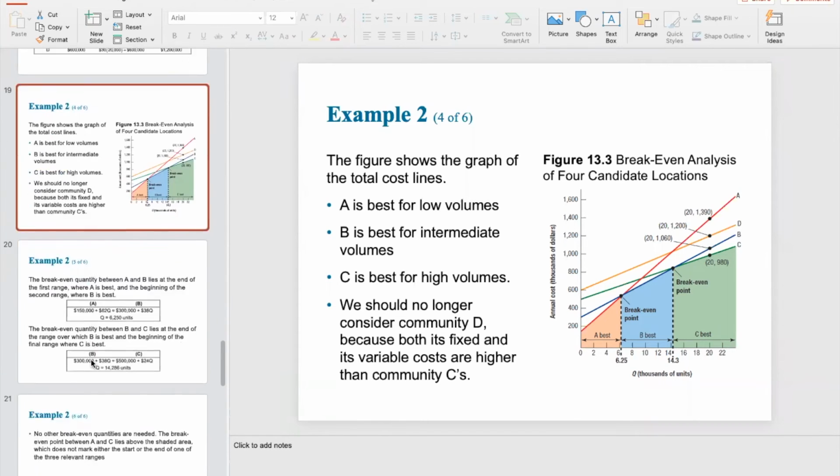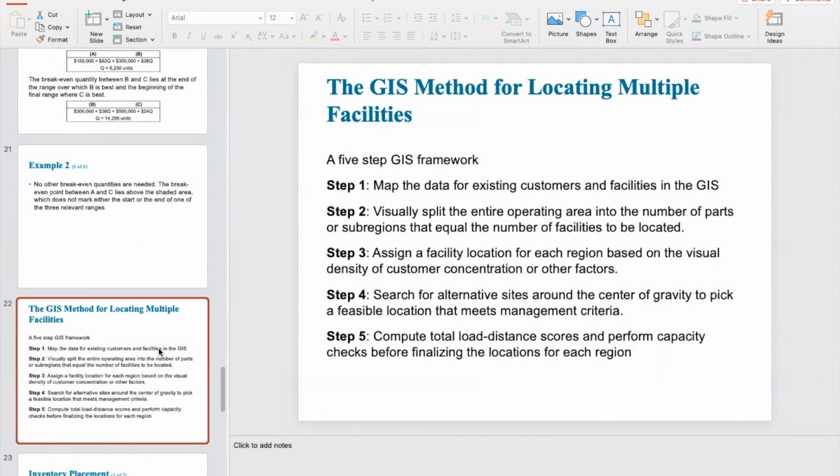Now, let's continue. Here, I also briefly list a few different steps related to the geographic information system methods for locating multiple facilities. Please look through all those steps, and if you're interested in this, feel free to let me know. I can provide you some more information about GIS methods.